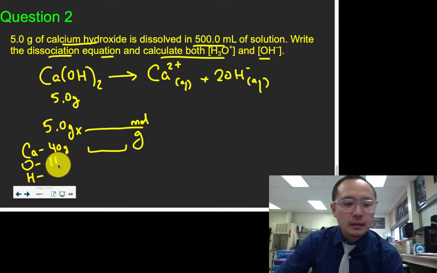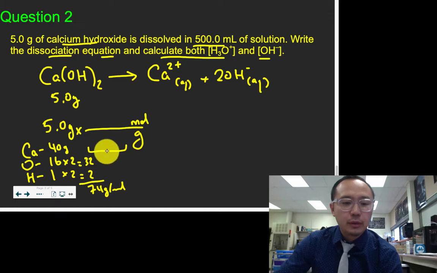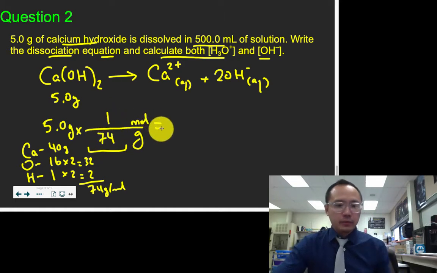Oxygen has 16, hydrogen has 1, but these all have to be multiplied by 2. So this is 32, 2. Let's add all these numbers together. You should get 74 grams per mole. I totally rounded all those numbers. So that's my setup to find moles.